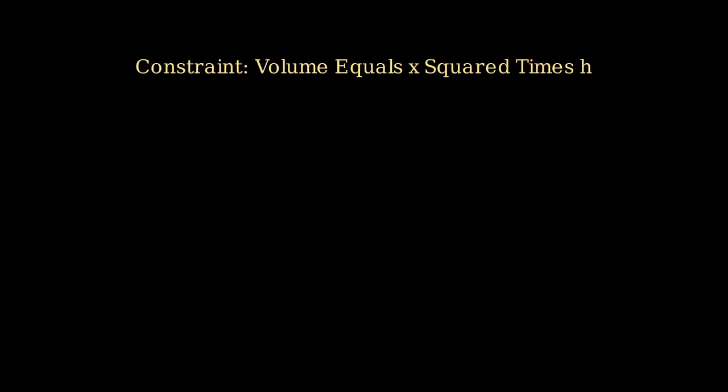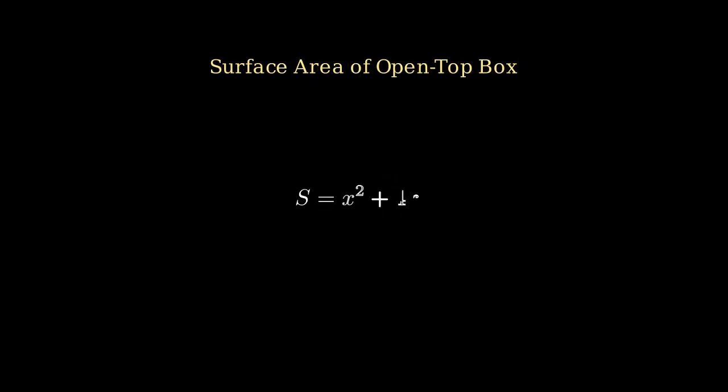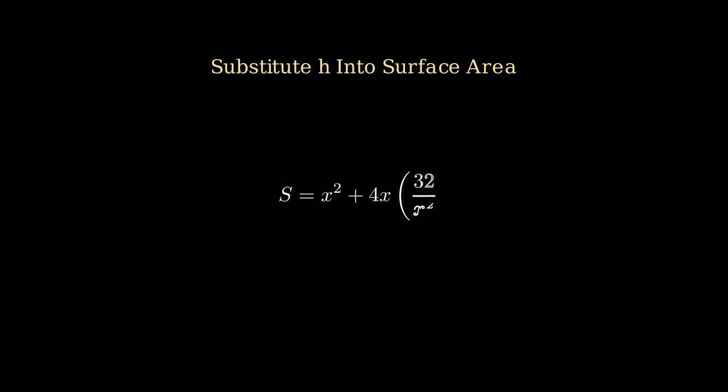The surface area, since the top is open, is the base plus the four sides. That gives S equals x squared plus 4 times x times h. Now substitute h into this formula. Since h equals 32 divided by x squared, 4 times x times h becomes 128 divided by x. So surface area as a function of x is S of x equals x squared plus 128 divided by x.